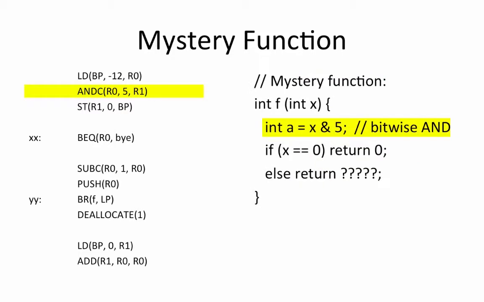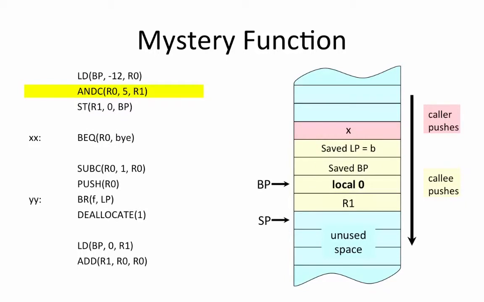Looking back at the C code of our function, we see that the bitwise AND of x and 5 is stored into a local variable named A. In our entry sequence, we allocated 1 word on the stack for our local variables. That is where we want to store this intermediate result. The address of this location is equal to the contents of the BP register.